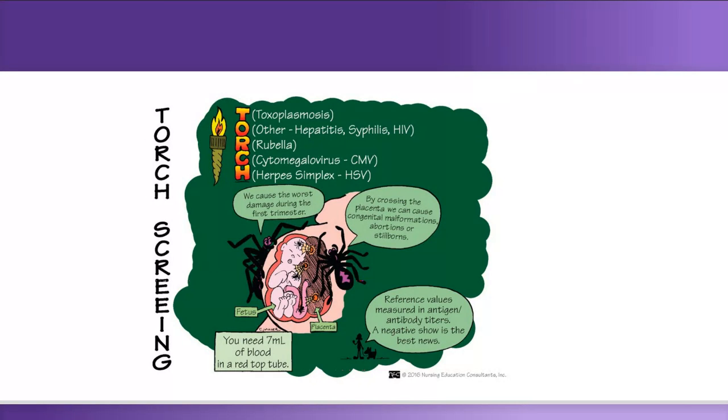The one thing I don't see tested for very much anymore is toxoplasmosis and cytomegalovirus, because most of us have been exposed at some time during our life. But they will definitely do the other ones: the hepatitis, the syphilis, the HIV, the HSV, and the rubella.